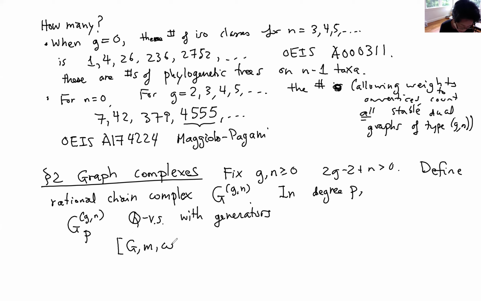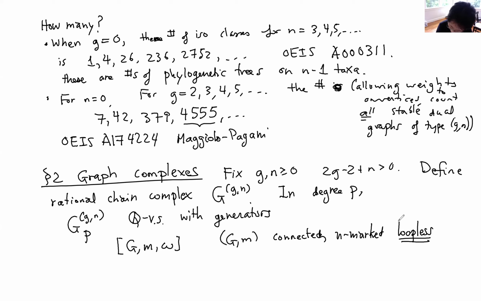G, M, omega, where Gm is a gadget that we've encountered before. This is any connected, n-marked, and loopless graph. I'm going to both underline that and put that in parentheses.